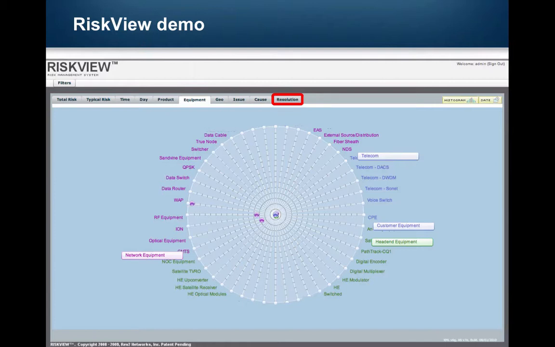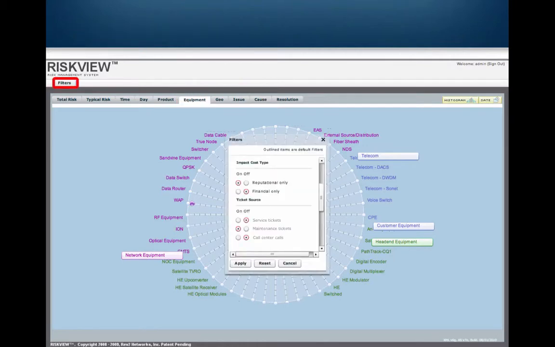This service provider has tailored RiskView to its network and its overall business by configuring these views of its product, its equipment, the geographic location of its equipment, and so on. This is the radar chart showing risk by equipment type. We're going to show two different RiskView filters. First, the filter for reputational risk.